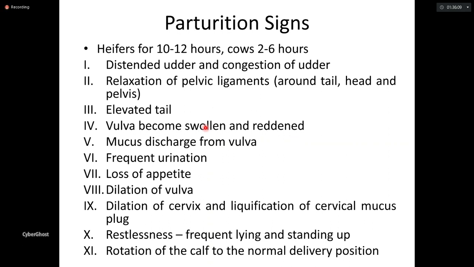And then the restlessness, right? The animals seem stressed sometimes. They do not eat, they just feel very uncomfortable, right? They cannot stand, or they try to sit or sleep, then stand up again within a very short period of time, right? And the calf rotates into the normal delivery position. So those are the basic signs of parturition.